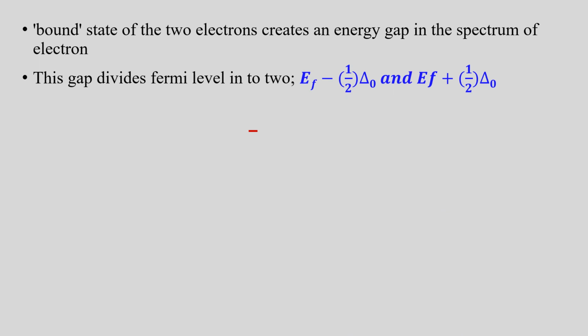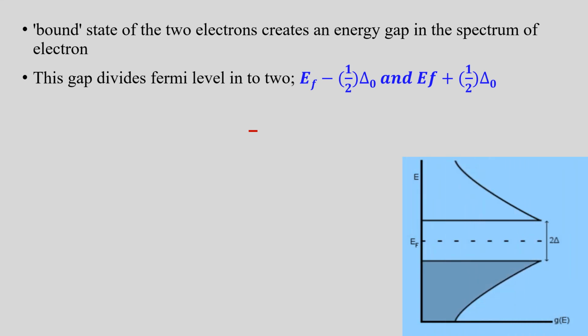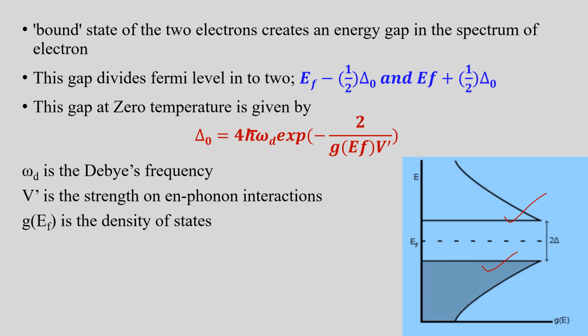Due to the formation of Cooper pairs, an energy gap is created in the spectrum of electrons. This energy gap divides the Fermi energy into two, that is, EF minus half delta zero and EF plus half delta zero. At zero temperature, this energy gap is given by the expression where omega d is the Debye frequency, V dash is the strength of electron-phonon interaction, and G of EF is the density of states.